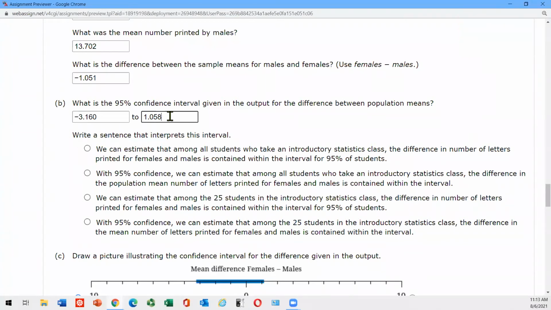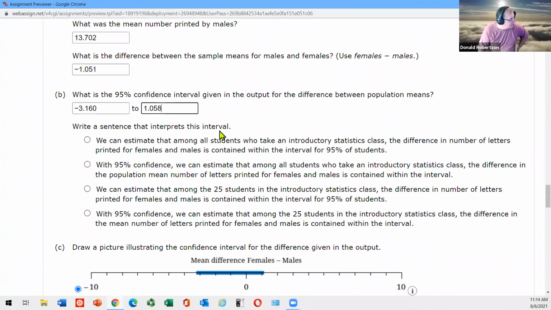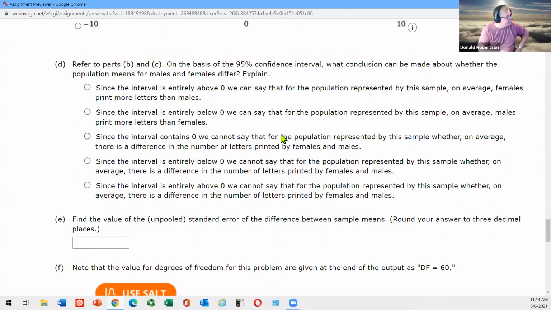And because it contains 0, doesn't that mean that there's no evidence to prove that one of them is bigger or less than the other? If they were all positive, it would mean the first was bigger than the second. If they were all negative, it would be the opposite. So we're looking for a sentence that basically says, since the interval contains 0, we cannot say for the population represented by this sample whether on average there is a difference between them.